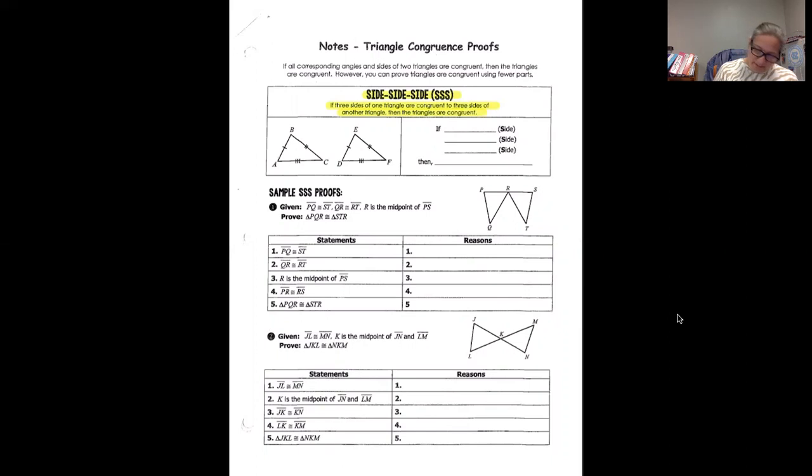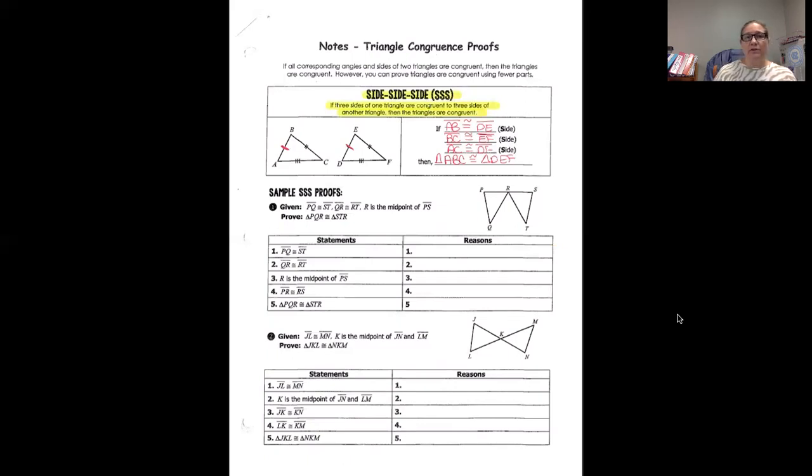So if side AB is congruent to side DE, as we see they're marked with 1 mark here, side BC is congruent to side EF, 2 congruent marks, and AC is congruent to DF, then we can say triangle ABC is congruent to triangle DEF by side, side, side. It is very important that your letters are in the right place. If they're not, it will be wrong. So make sure that you are able to do that.